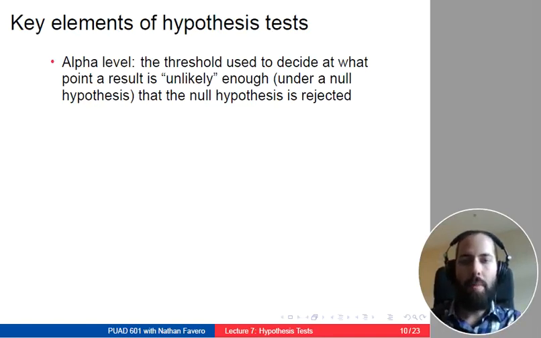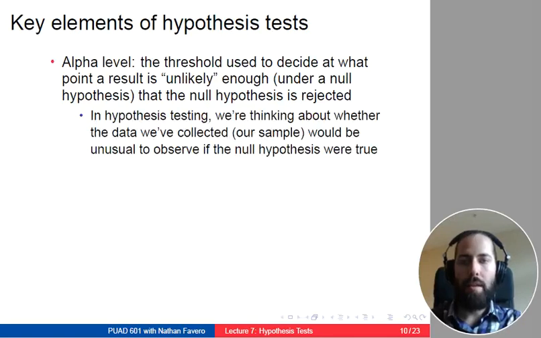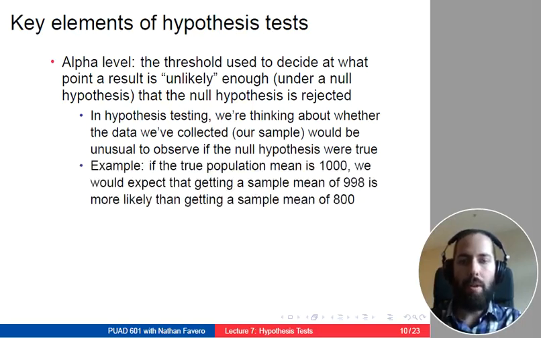But let's talk a little bit more about what this alpha level means intuitively. So remember that in hypothesis testing, we're thinking about whether the data we've collected in our sample would be unusual to observe if the null hypothesis were in fact true. So for example, let's say that I'm thinking about whether or not the true population mean might be 1,000. My null hypothesis is that the true population mean is equal to 1,000.